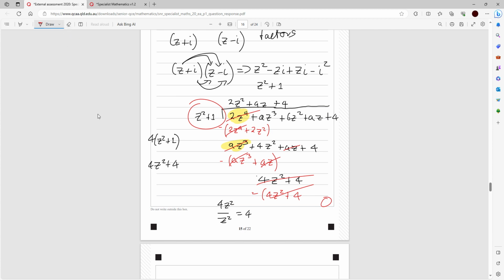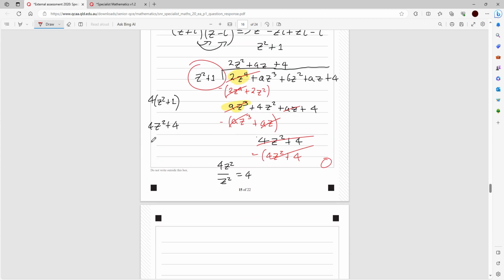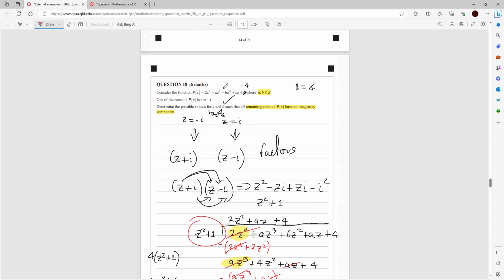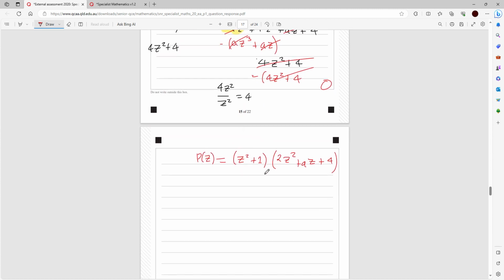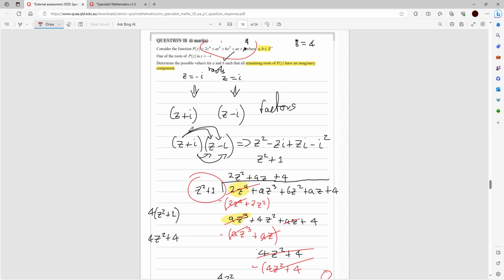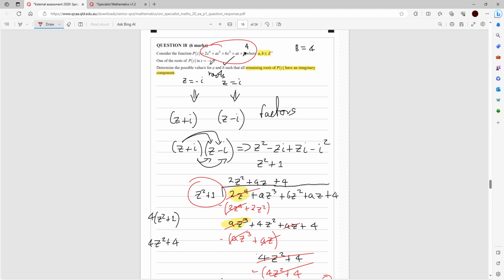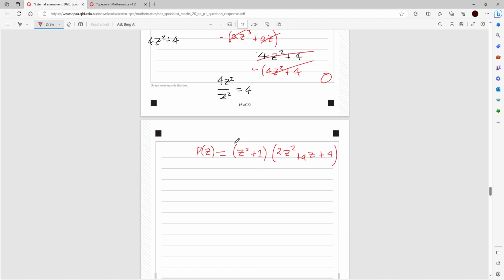So what does this mean? It means that p of, not p of x, p of z is z squared plus 1 multiplied by this quadratic expression here. So that big polynomial we got up here, this whole bit with the plus 4, is equivalent to this. All we've done is just broken it up into its parts. From this first bit of information, when you're told one of the roots, you can work out the second one because they're conjugate pairs.